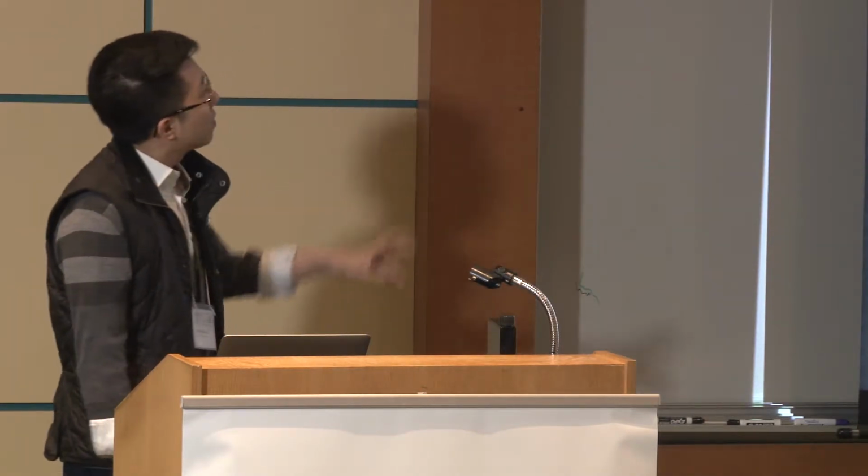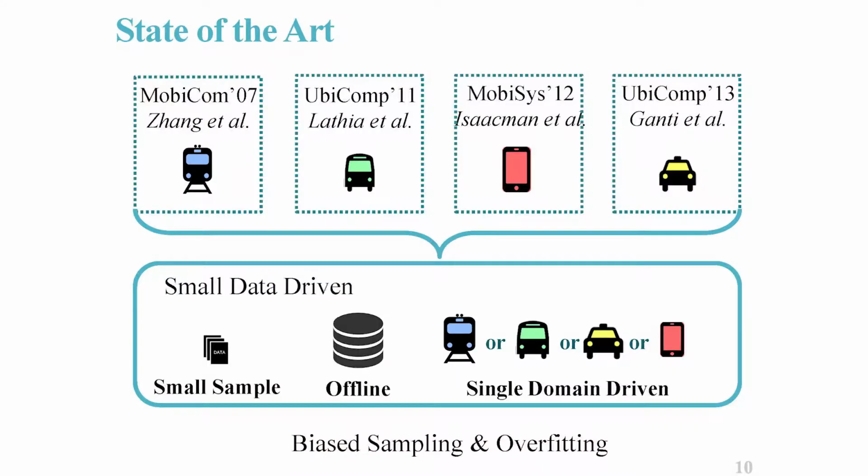So for the state of the art, right now, researchers try to model human mobility with different kinds of urban system data, including subway data, bus data, cell phone data, and taxi cab data. But essentially, all those data are small data. They are small samples collected offline and from single domains, which leads to biased sampling and overfitting of those models. In contrast, we try to use this cross-domain opportunity.